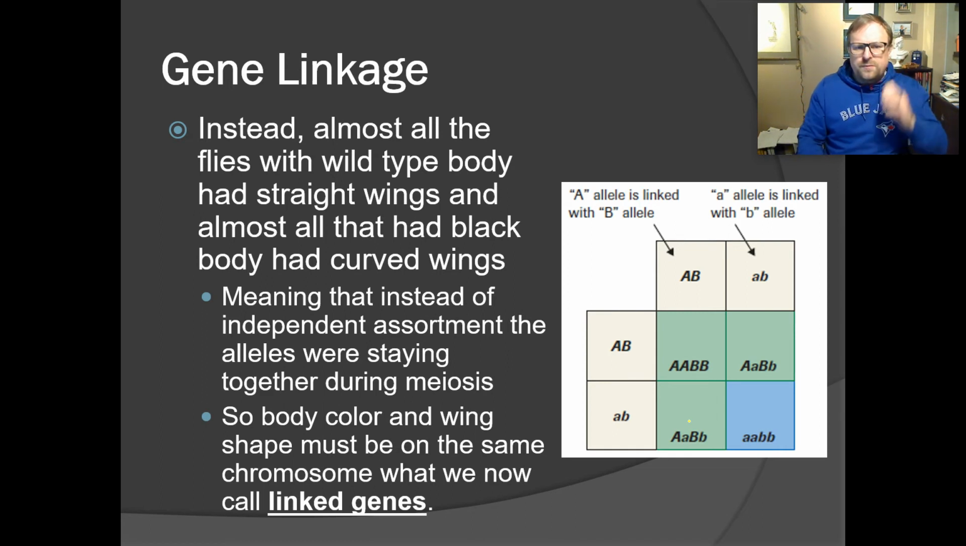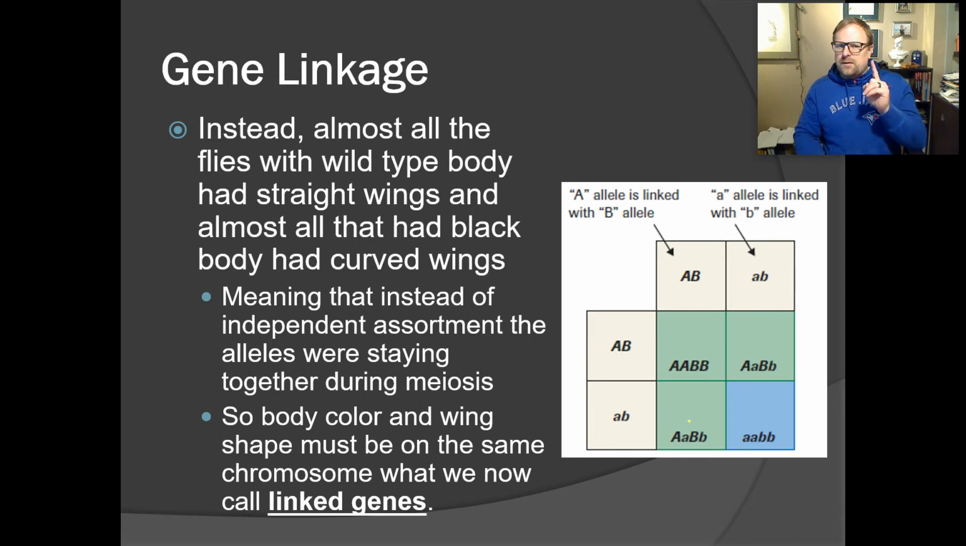Instead, almost all the flies with wild type body had straight wings, and all that had black body had curved wings. Meaning that instead of independent assortment, these alleles were staying together during meiosis. So what this led Morgan to believe is that instead of the wing shape and the body color being on two separate chromosomes, they were actually on the same chromosome. What that meant is the chances of them separating were very, very small.